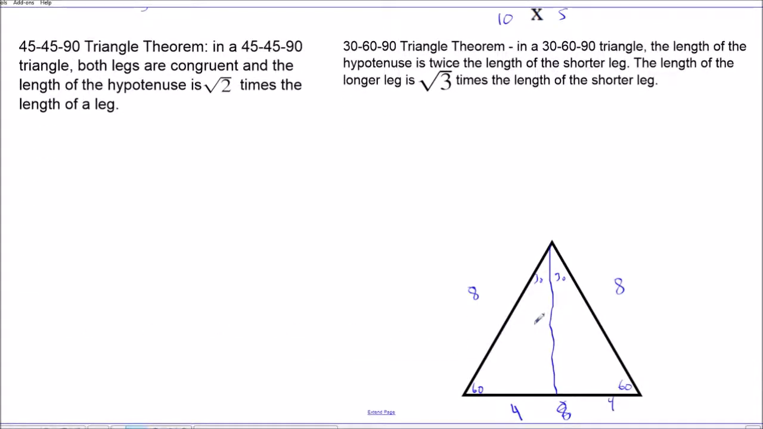So I'm going to call this L, the longer leg, and I'm only going to look at this triangle on the right side for right now. Going back to the Pythagorean Theorem, which we learned in the previous lesson, if we take 4 squared plus L squared equals 8 squared, let's just see what happens. That's 16 plus L squared equals 64. Let's subtract 16 on both sides, and let's see what we get. So 64 minus 16 is 48.